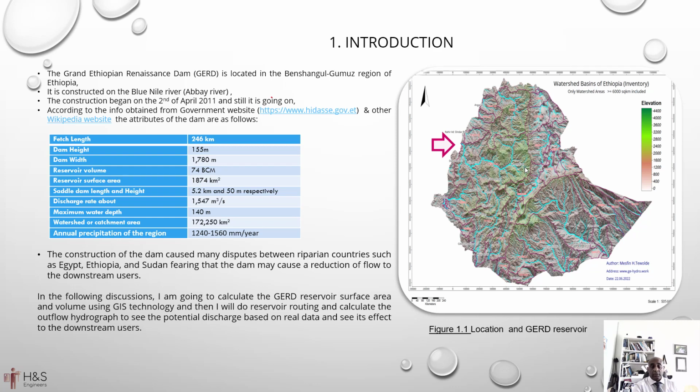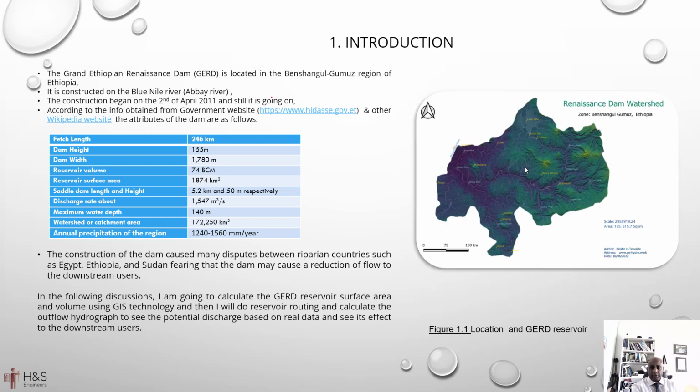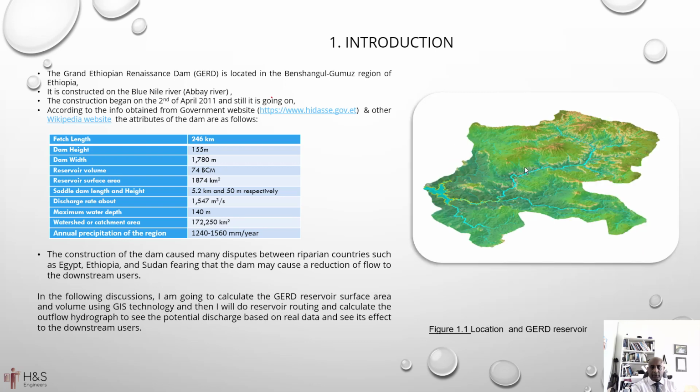Okay, this is the important part of the dam. This is the 3D version of the dam. You can see the fetch length of the reservoir, that it extends very, very long. It covers a very long area. Even if you travel by car, 246 kilometers, it takes you maybe 4 hours at 60 kilometers per hour.